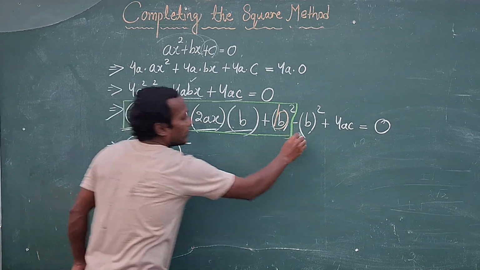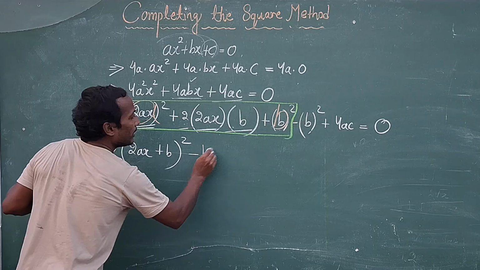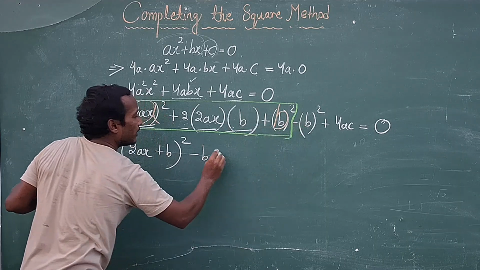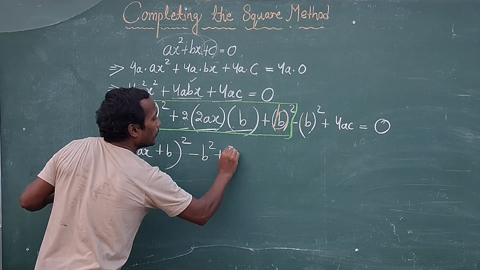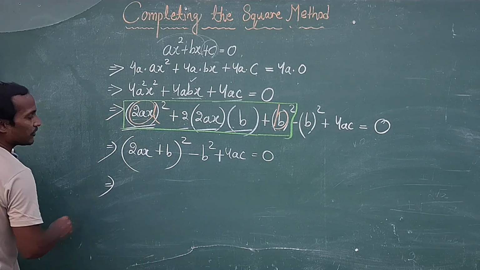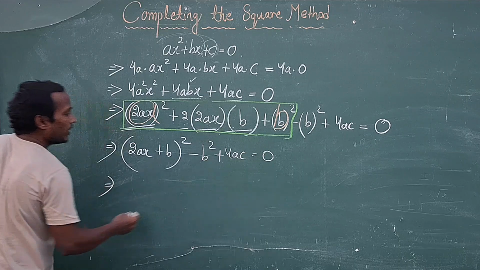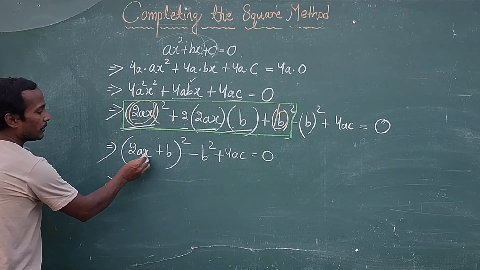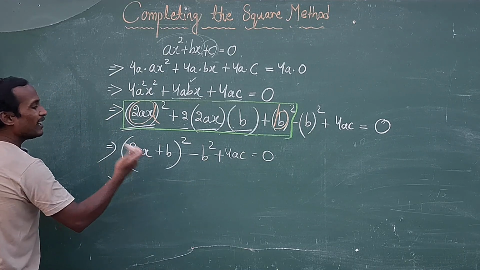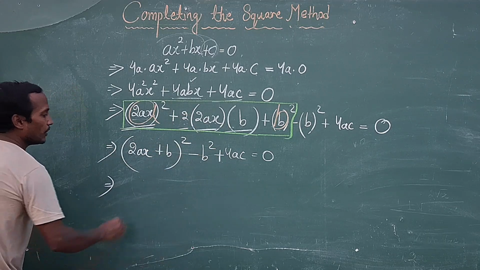Now what is left? Copy whatever the things are remaining here. I am left with b square plus 4ac equals 0. The next step, I will shift minus b square plus 4ac to right side, and as per our plan, we will try to keep x only on left side, and the remaining parts containing a, b, c, we will shift all of them to right side.